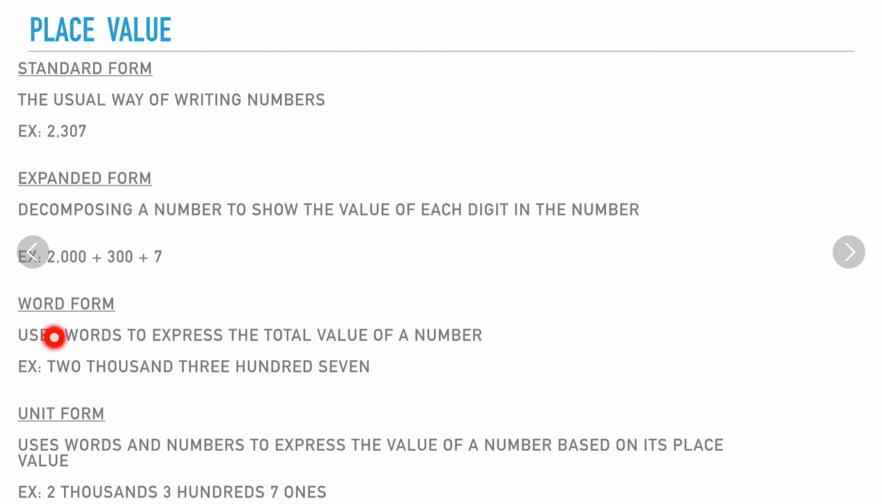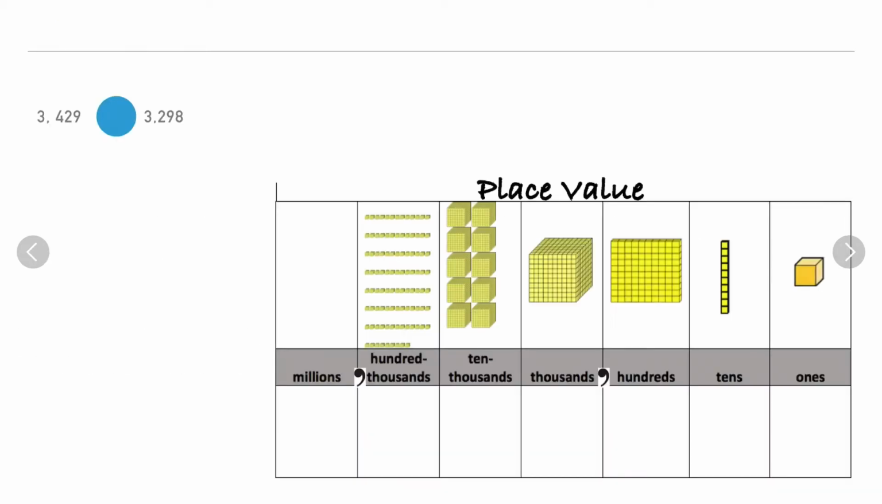Next, we have word form. Pretty self-explanatory. We're going to be using words to express the total value of a number, 2,307. And lastly, you guys, we have unit form. And in unit form, we're using words and numbers to express the value of a number based on its value. That same number, 2,307, can be expressed as 2,000s, 300s, and 7 ones.